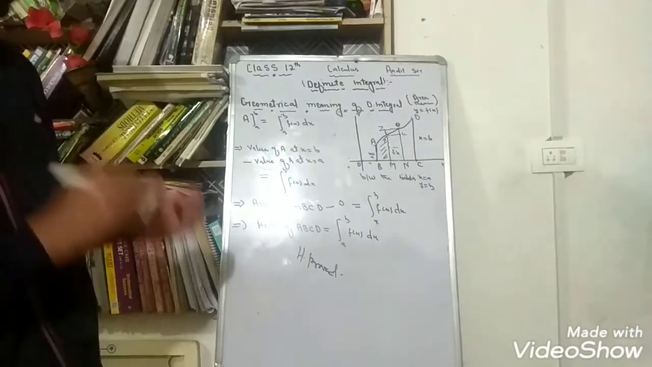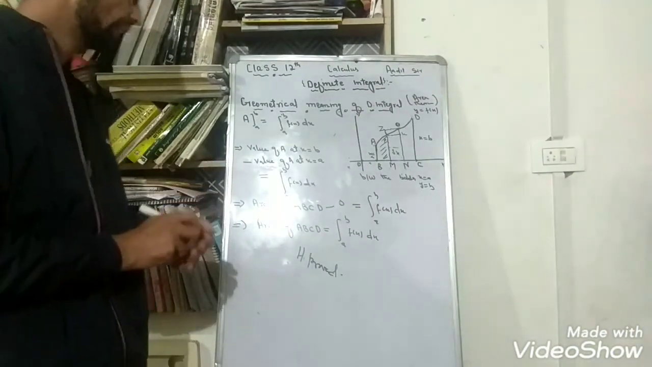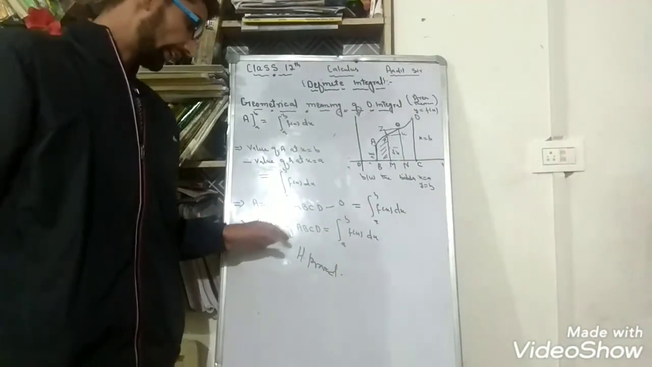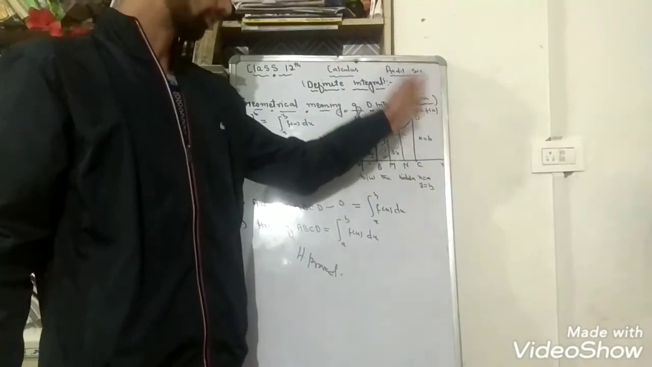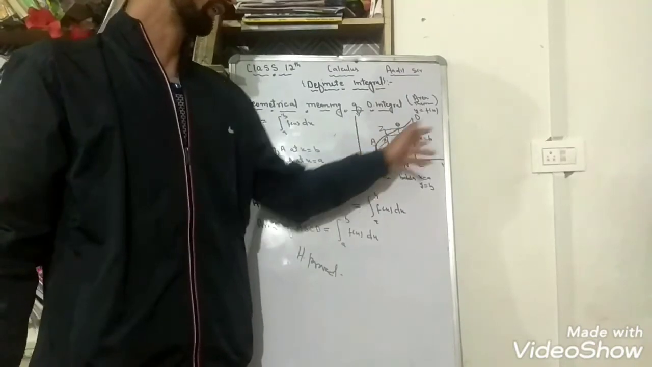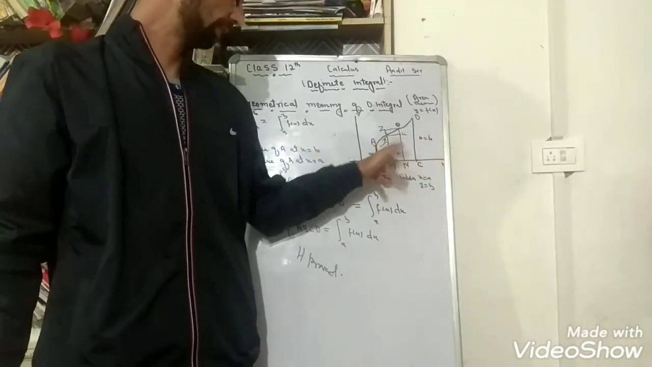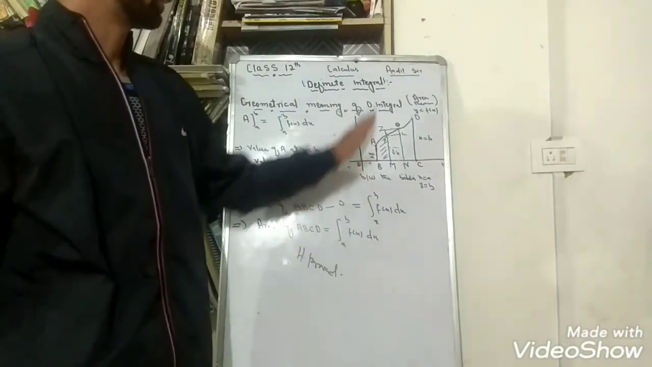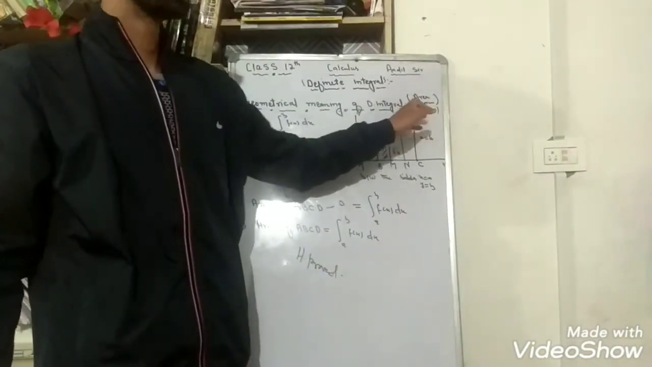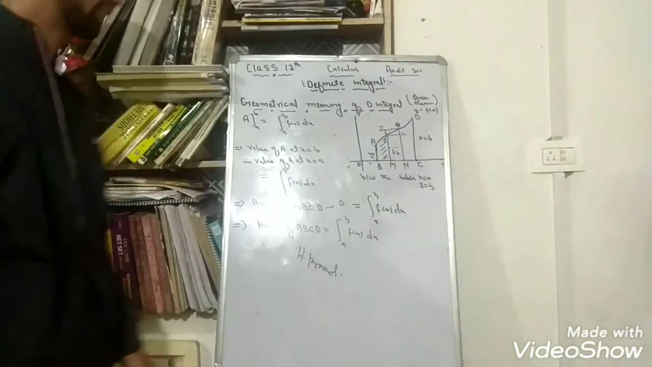This is the geometrical representation of our definite integral. We got the area ABCD, that is the area under the curve y is equal to f of x, between the bounds x is equal to a and x is equal to b, and the x-axis, and that area is equal to the definite integral of this curve. So this is the geometrical representation, and this is a very beautiful theorem.